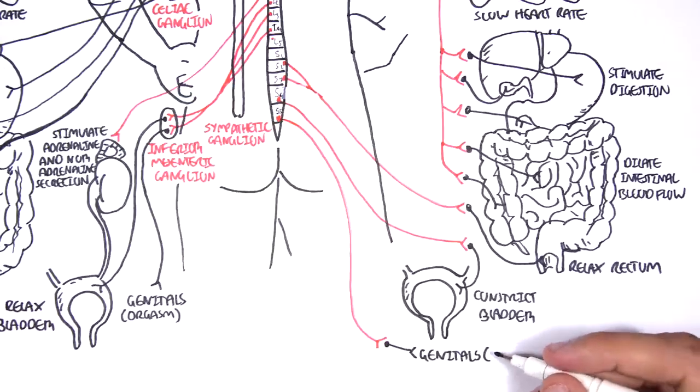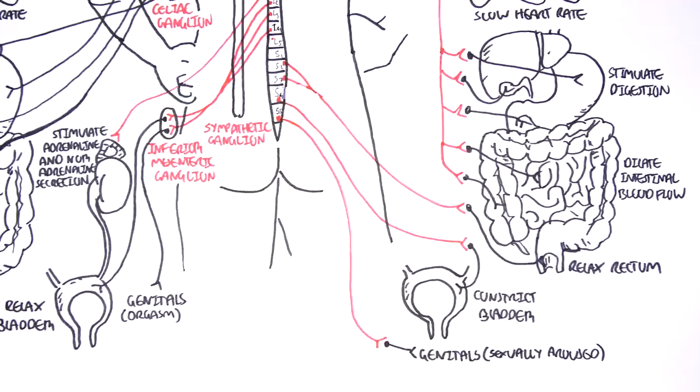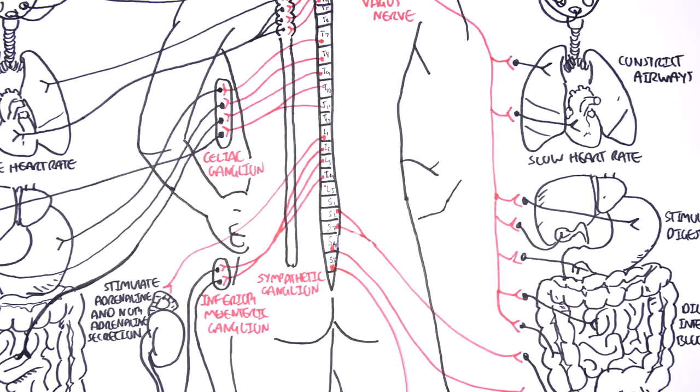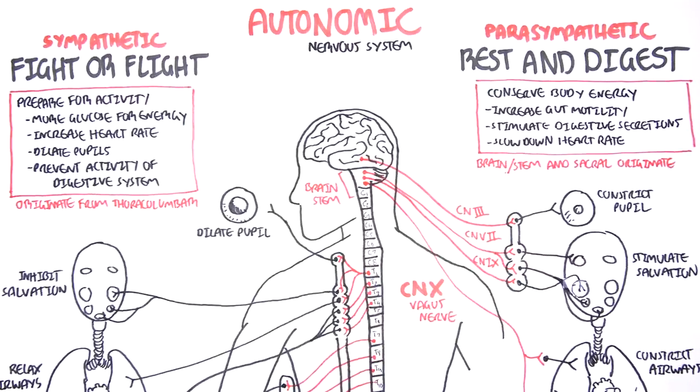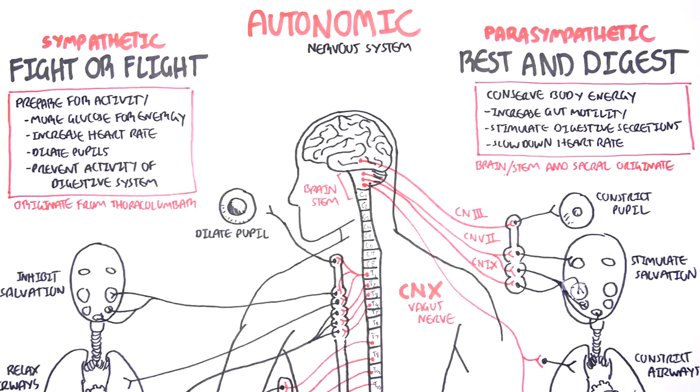When the parasympathetic activity targets the genitals, it will stimulate arousal. So for example, the parasympathetic nervous system is responsible for maintaining an erection, whereas the sympathetic will cause ejaculation, so orgasm. So that was for the parasympathetic nervous system, whose main function is for rest and digest.